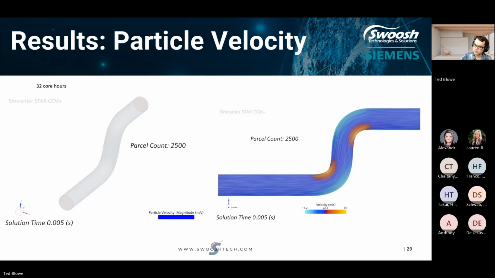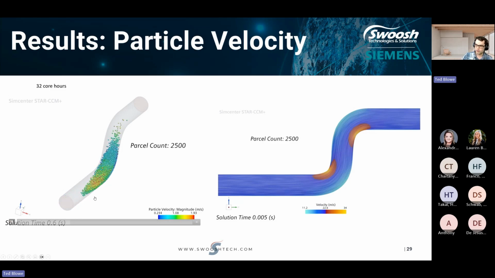Okay, so here's the solution. I'm showing in this video on the left the particle velocity. So again, I'll just play this again. We can see that the particles enter, there's 2,500 particles, and they group largely at the bend.